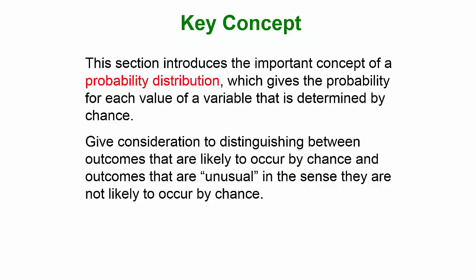This section introduces the important concept of a probability distribution, which gives the probability for each value of a variable that is determined by chance. So we will have to give consideration to distinguishing between outcomes that are likely to occur by chance and outcomes that are unusual, in the sense that they are not likely to occur by chance.